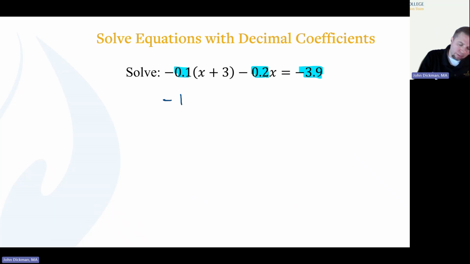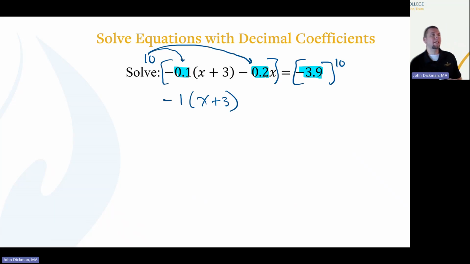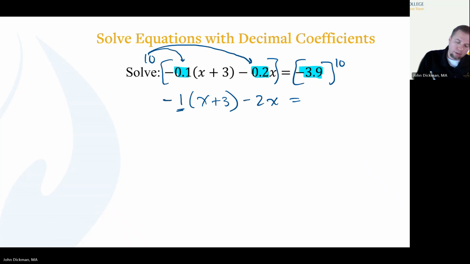So what I'm doing here is I'm multiplying everything by 10 on either side of the equation. This 10 has to distribute. So that's where this negative 1 came from, 10 times negative 0.1. That gives me negative 1. And now 10 times negative 0.2 is negative 2. And that equals negative 3.9 times 10, which is negative 39.